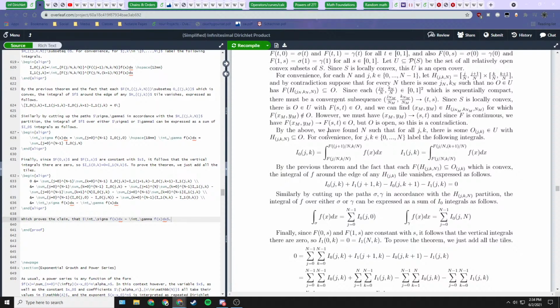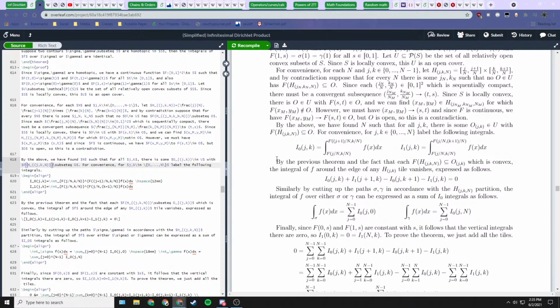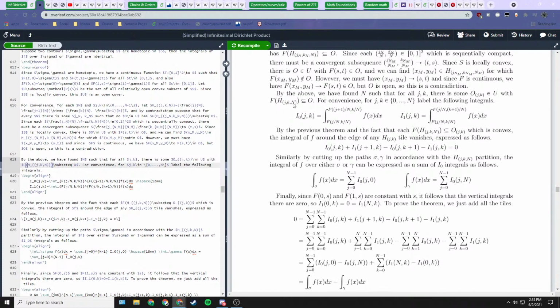So from the above, using that contradiction, we find n such that for all j, k, we have this open set O with this tile. Actually, this should be f, the image of this tile. The image of this tile is a subset of O, and this is going to let us use path independence for convex sets. So for convenience, for each of these j and k, we label these integrals. These I0 are horizontal integrals, and the I1 are vertical integrals.